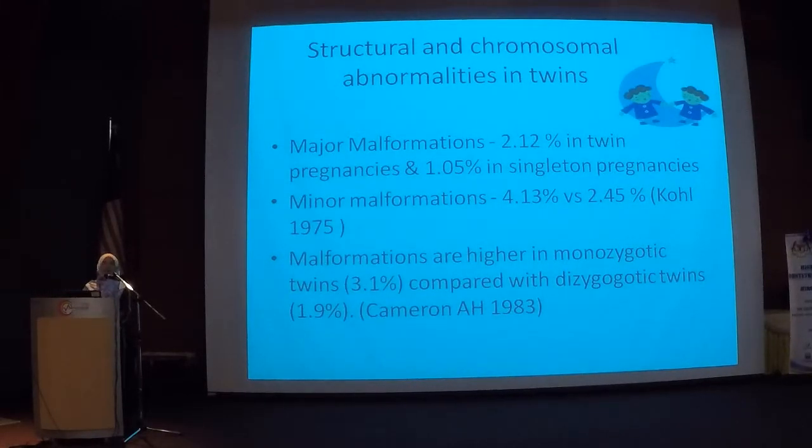Structural and chromosomal abnormalities in twins are rare, but they can happen. Major malformations, from the study, show about 2.12% in twin pregnancies compared to 1% in singleton pregnancies. The major malformations such as neural tube defect and congenital heart disease, when you diagnose them, we have the counseling and the plan of management for the patient after that. Minor malformations are about 4% in twin pregnancies and 2.45% in singleton pregnancies.